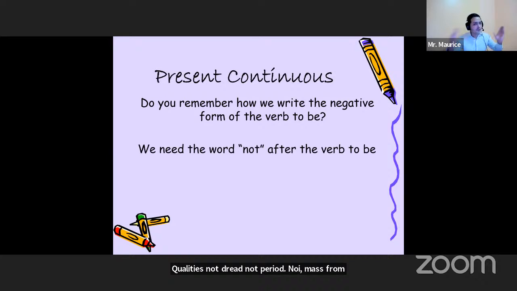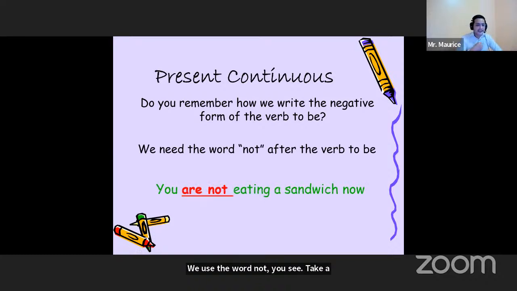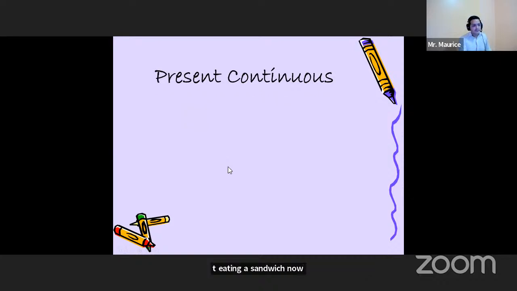From positive to negative, we use the word not. You see? Take a look. This is a negative sentence in present continuous. Is the verb to be in negative? You're not eating a sandwich now. No estás comiendo un sándwich ahora. You're not eating a sandwich now. Alright? Let's move on. Take a look.